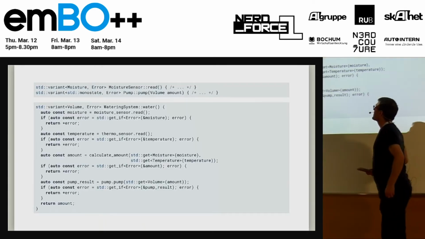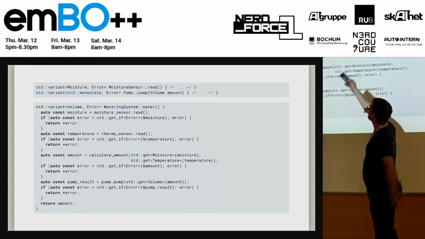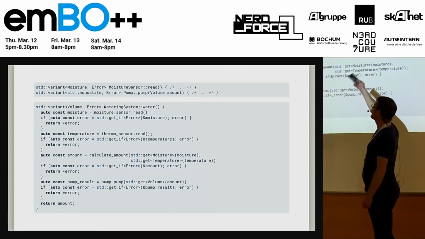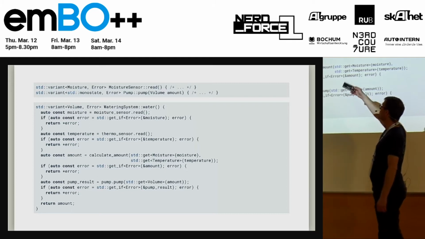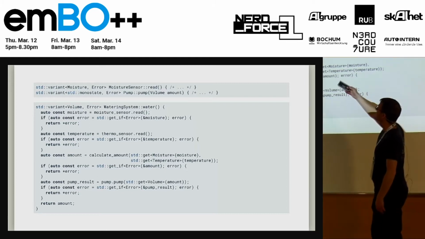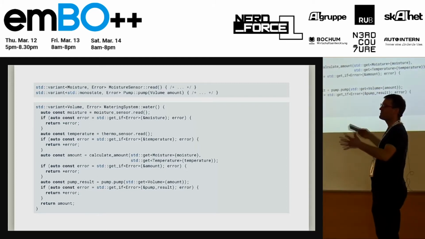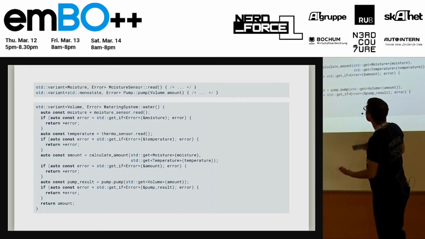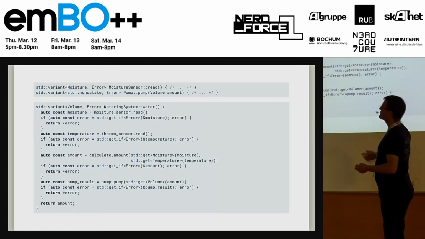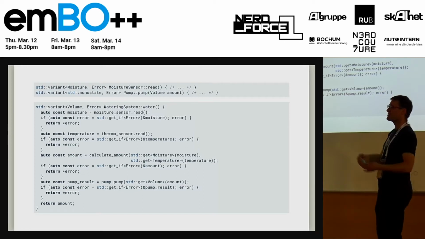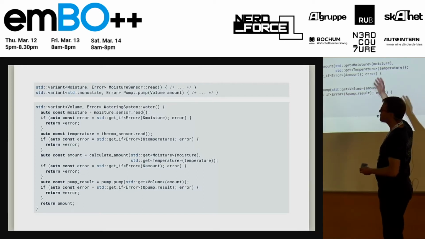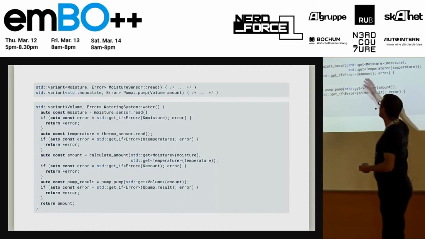I now just defined that the read of the moisture sensor returns a variant of moisture and error, and the pump returns a monostate, which is kind of it. I don't care about the result. It will return either okay or an error, but there is nothing in there because the pump had no return value.